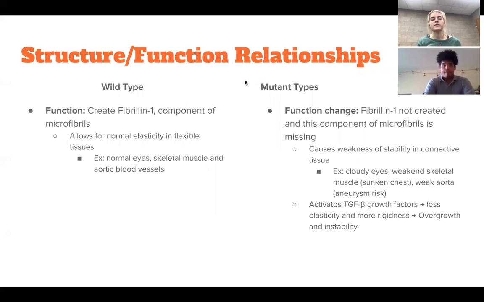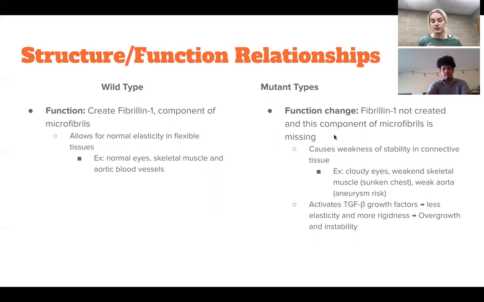So here we go, the structure and function relationships between the wild type and mutant type. So again, in the wild type, usually FBN1 will create the fibrillin-1, the component of microfibrils, and this will allow for normal elasticity in flexible tissues. So we see this particularly in the eye, skeletal muscle, and aortic blood vessels, like Kaden mentioned. If you can remember that diagram with the eyes, the lens was a little bit off-put because there wasn't connective tissue holding the bottom lens in place, and that was due to no fibrillin-1 being present in the connective tissue, which then would render it ineffective.